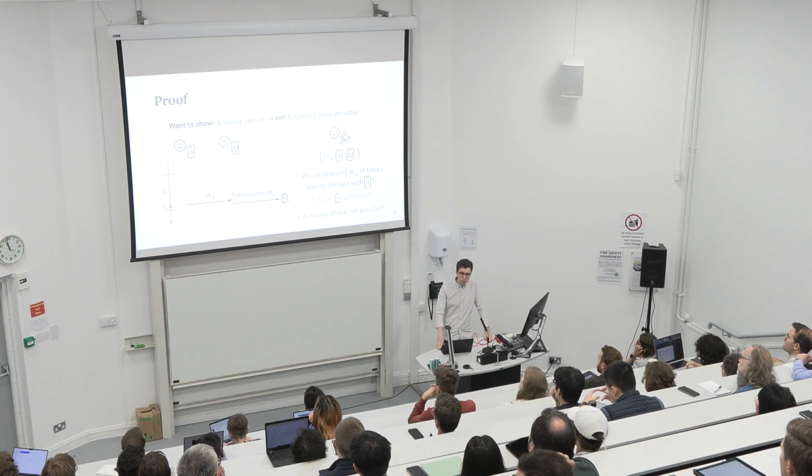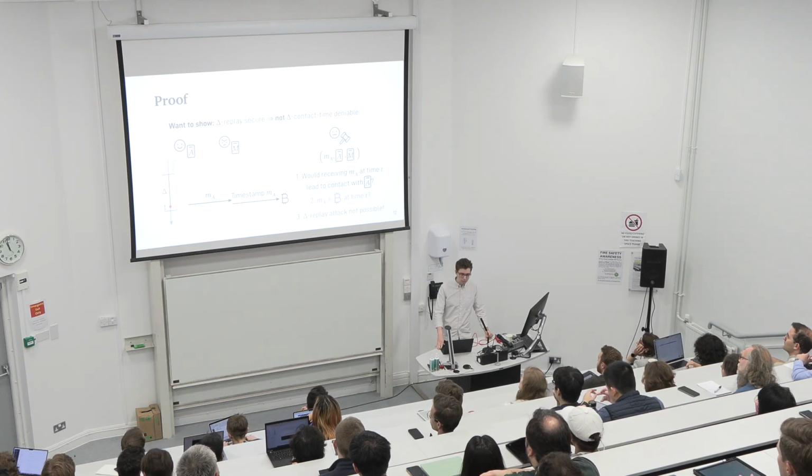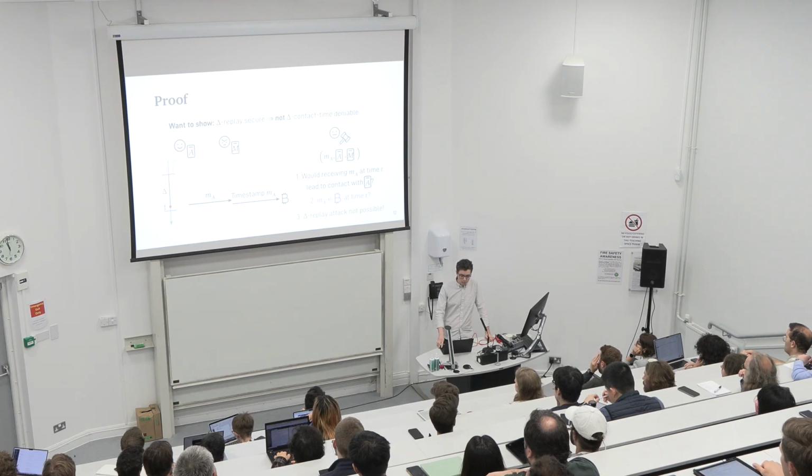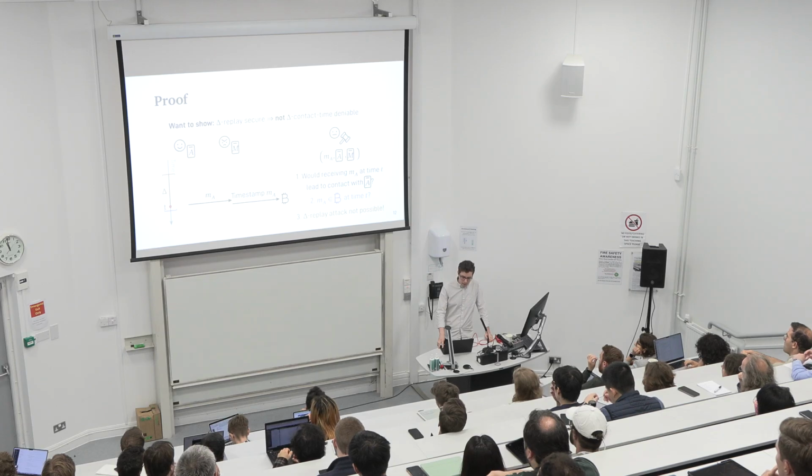And now if you look at this timeline, you can see that this point t is quite tightly boxed in with at most delta steps in time on each direction. And so what this means is that the protocol is not delta contact time deniable. And that's exactly what we wanted to show. And this basically concludes the proof sketch.